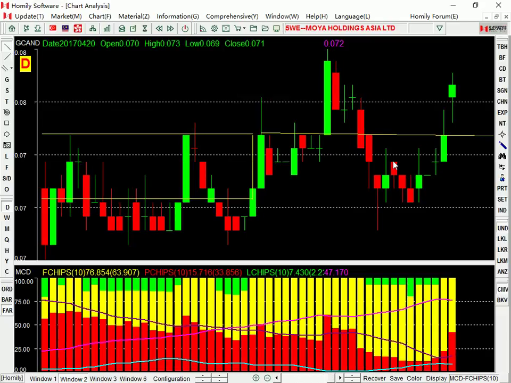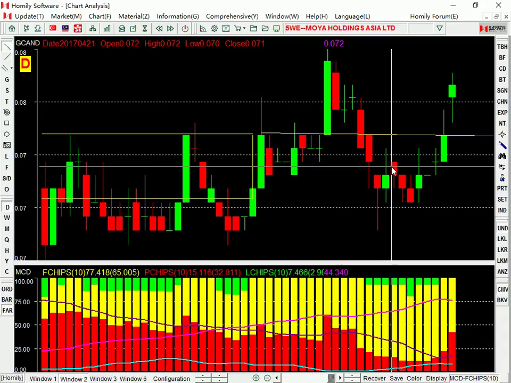Maybe you can see this candlestick. Wow, it already went up. Buy or not? Wait and see, because it's too high already. We dare to buy some stocks which always hit a new high, right?